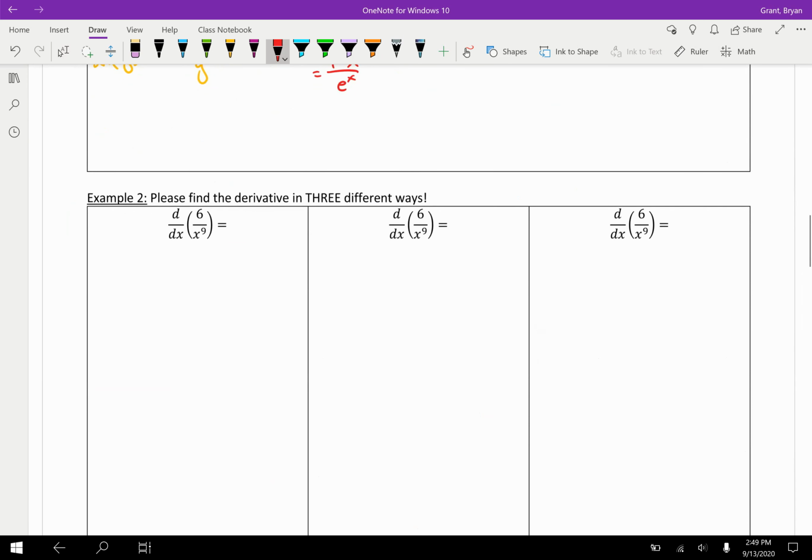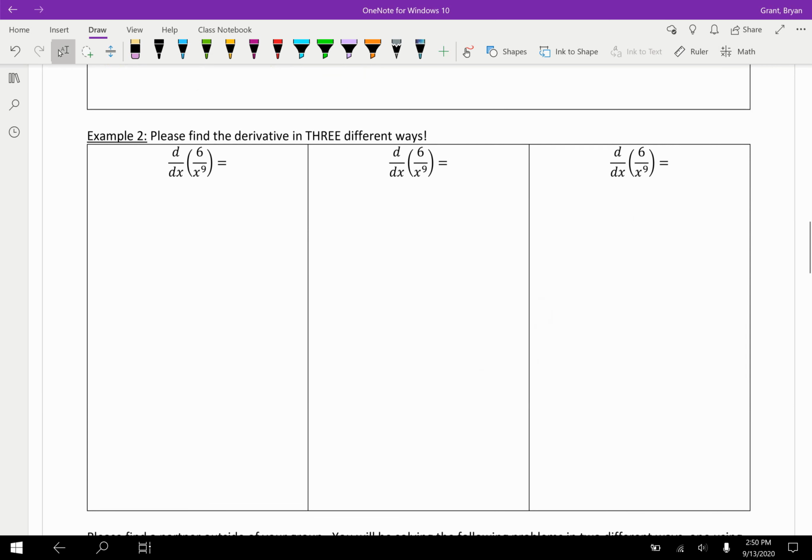Let's look at a couple more. Example 2: please find the derivative in 3 different ways. We are going to compare and contrast those 3 different ways, but why don't you pause this video, see what you can do, and then once you're done, hint: power rule, product rule, quotient rule, go ahead and unpause and we'll go through it.